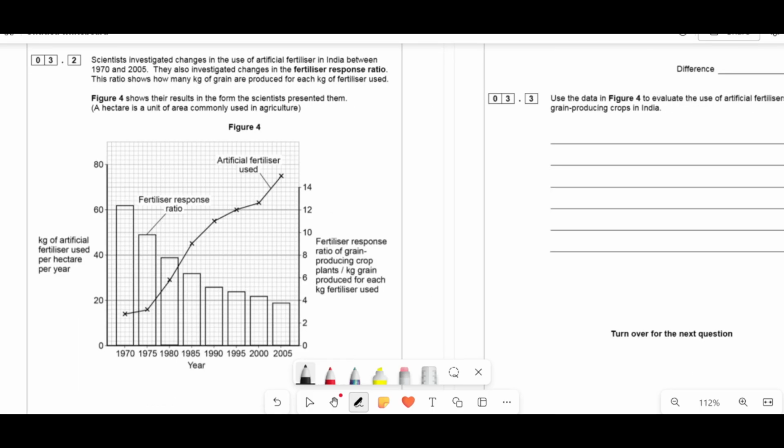So scientists investigated changes in the use of artificial fertilizer in India between these 2 years. They also investigated change in the fertilizer response ratio. This ratio shows how many kilograms of grain are produced for each kilogram of fertilizer used.